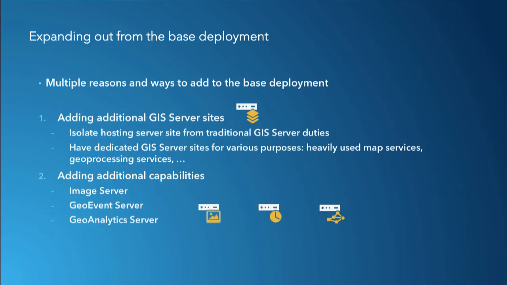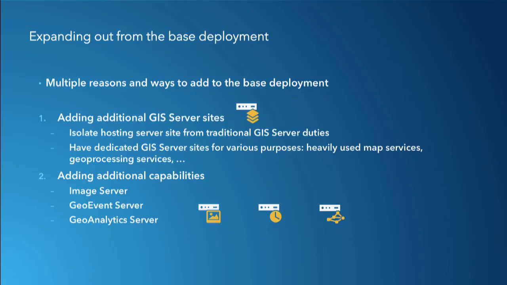I already touched on this first point. So expanding out from the base deployment, one way to do that is adding additional GIS server sites. This is typically where workload separation comes in. I have my hosting server, but I want some dedicated infrastructure for all of those map and feature services, so they don't compete for resources with the hosting server and everything else that it does. You're not adding additional functionality to the system, but you're separating things out from each other to avoid resource contention. You can have many different GIS server sites, and there are many motivations for doing so.